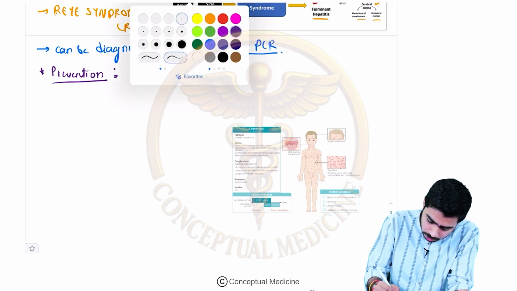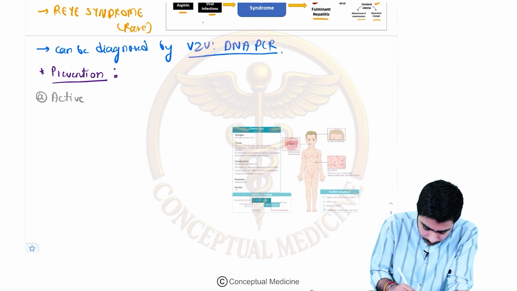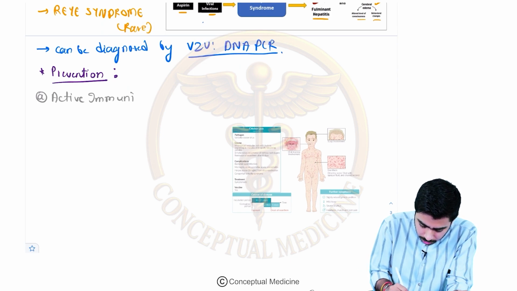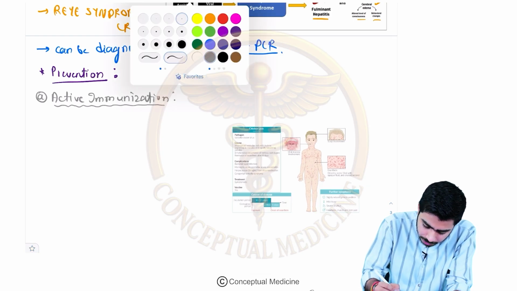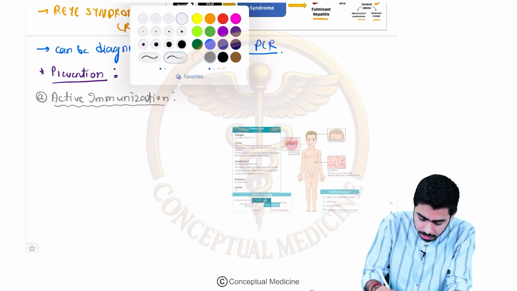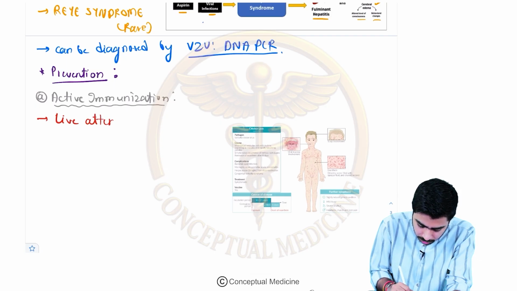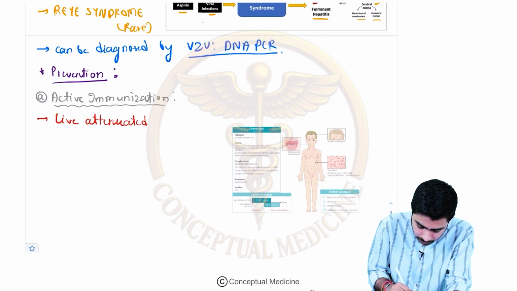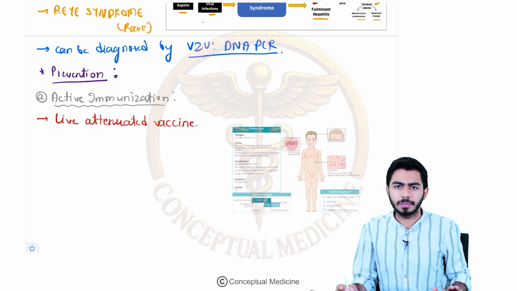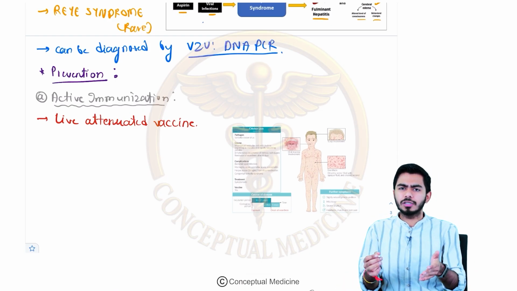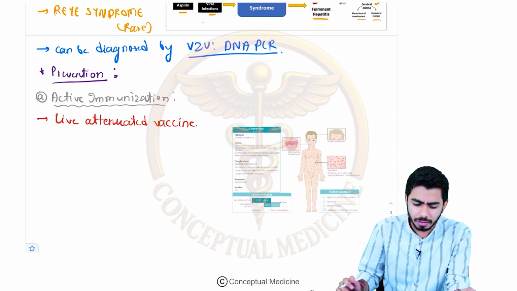So, first of all, let me talk about A, that is the active immunization. In active immunization, we are going to talk about the live attenuated vaccine, guys. First point I want to highlight is that it is a live attenuated vaccine. Be very clear with that. As far as vaccines are concerned, I will talk about them in detail in the immunization chapter, but here, because I am talking about the viruses, I will be discussing some small points right here.